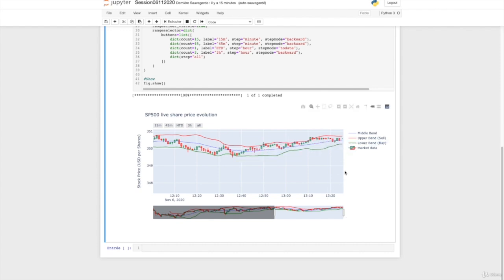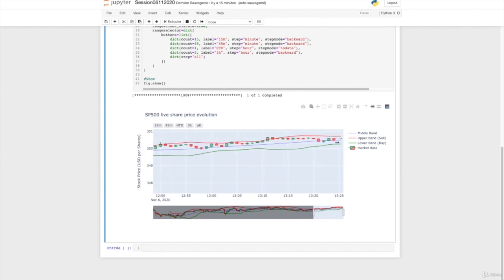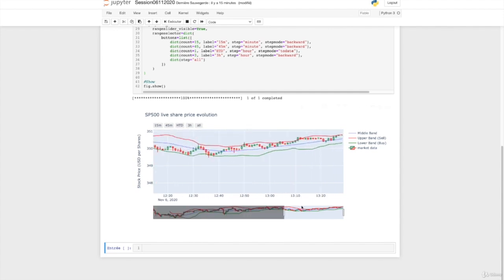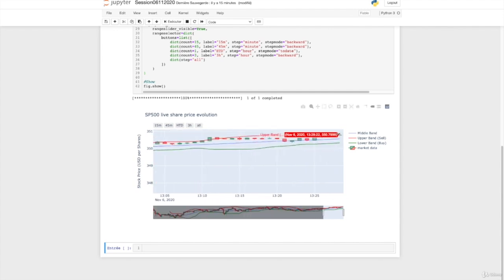Okay, now let's refresh the market data. That's going to be a question for you. At this moment, is the price going to go up or go down? Let's recall the market data and check what happened. Okay, if you look at it, right now we just hit an upper band, which means that's the right time to sell the shares.